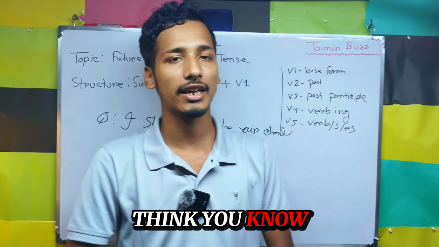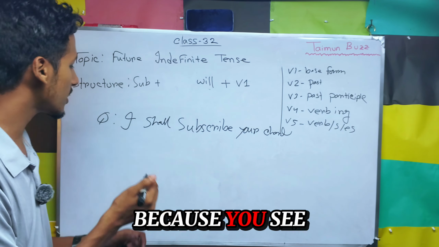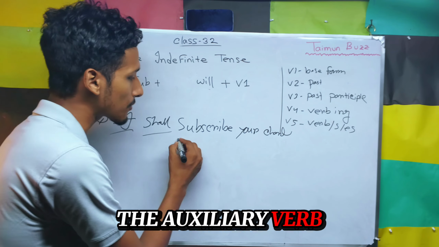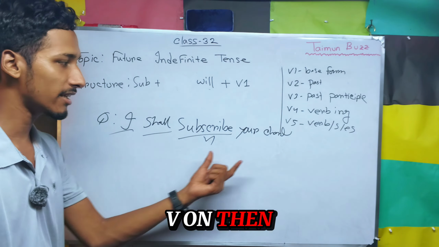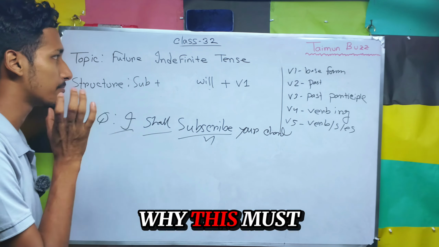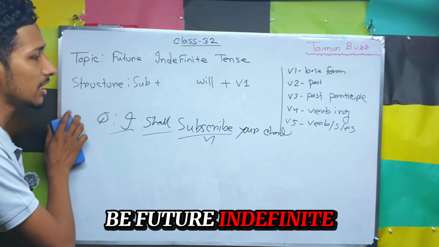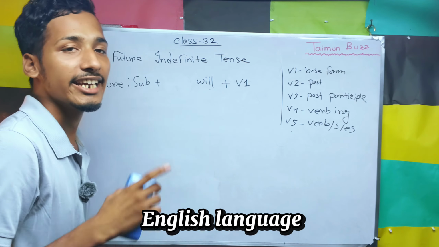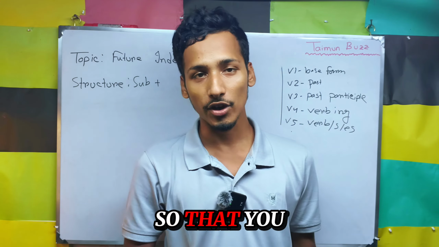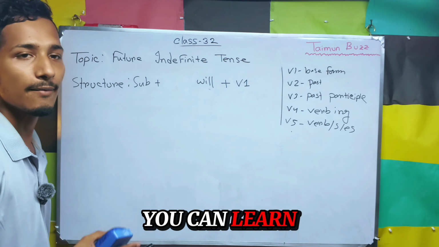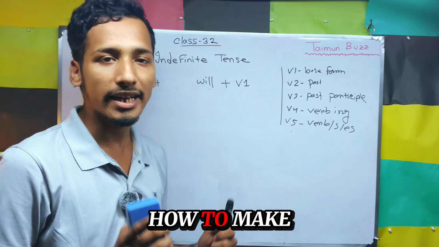I think you know the answer. Why? Because you see here, the subject is I, then shall is the auxiliary verb, subscribe is the V1, then we have an object. Okay? So that's why this must be future indefinite tense. I am teaching you tense in English so that you can improve your English speaking as well as learn how to speak English, how to make sentences.